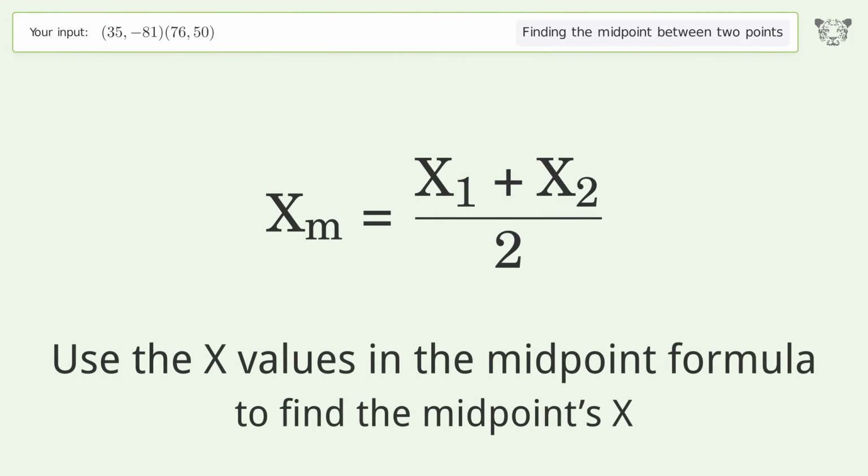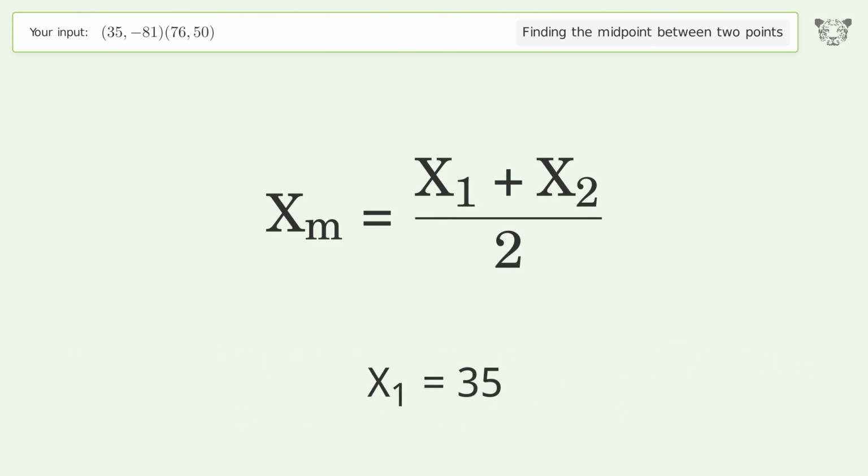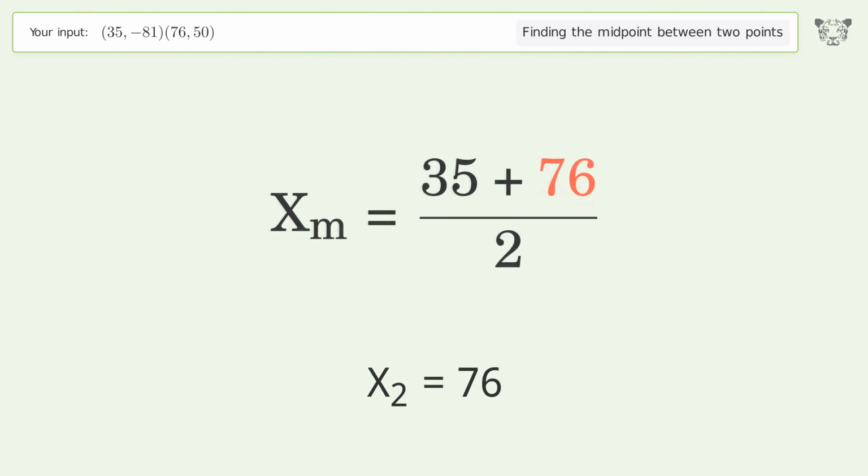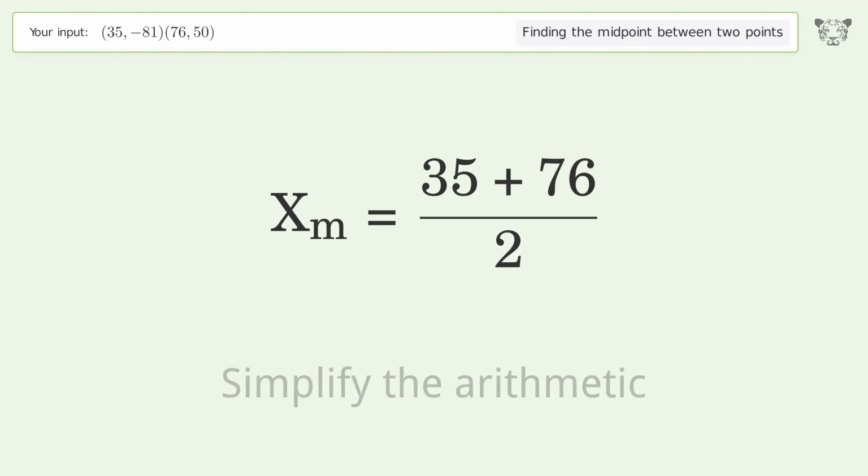Use the x values in the midpoint formula to find the midpoint's x. x1 equals 35. x2 equals 76. Simplify the arithmetic.